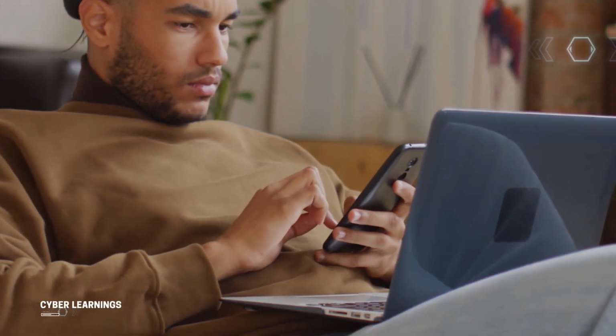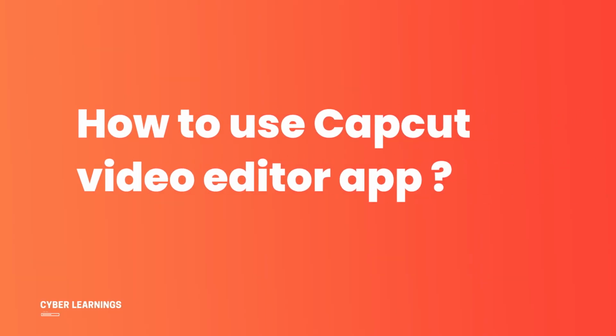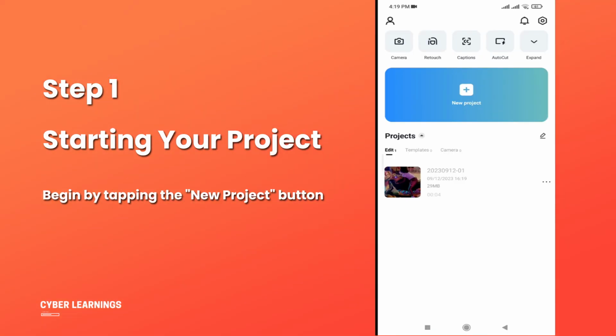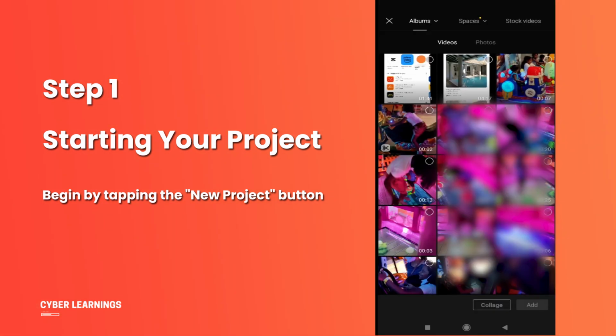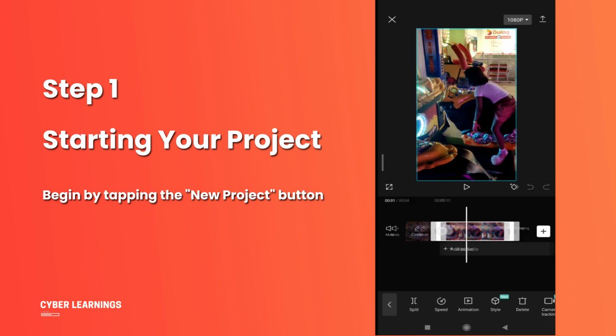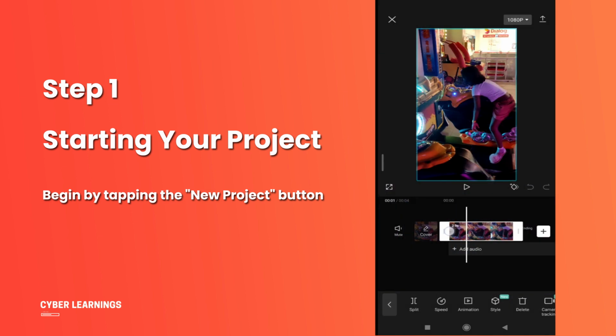Today we will guide you on using the CapCut Video Editor app. Step 1. Starting your project. Open CapCut and explore the intuitive user interface. Begin by tapping the New Project button, the plus icon, select your video files and customize clip durations as needed. Add more clips to the timeline to match your vision.